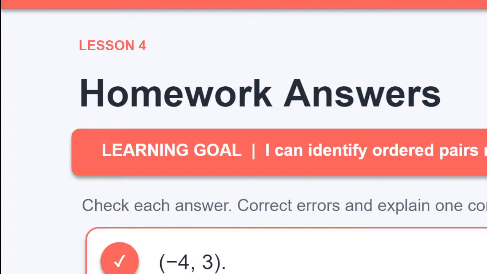Homework answers. Check each of the answers. Correct the errors and explain one correction. Number 1 is (-4, 3). Number 2, (2, -5). Number 3, (-6, 0). Number 4, (0, -4). Number 5, trace the x-axis for x, and then to the y-axis for y. Right, (x, y).